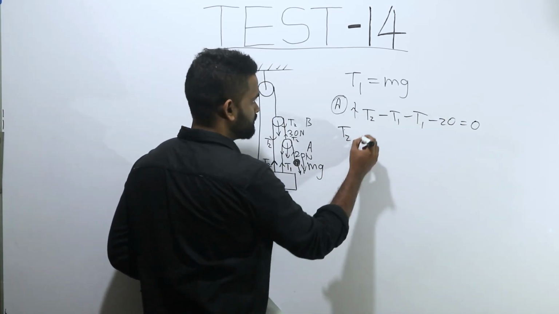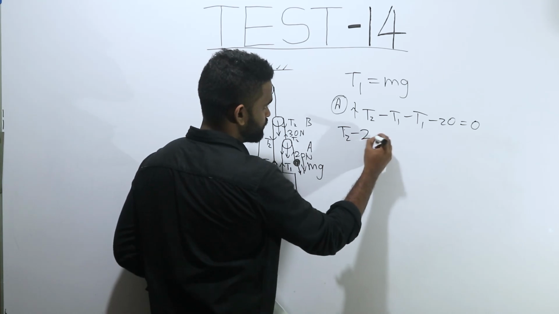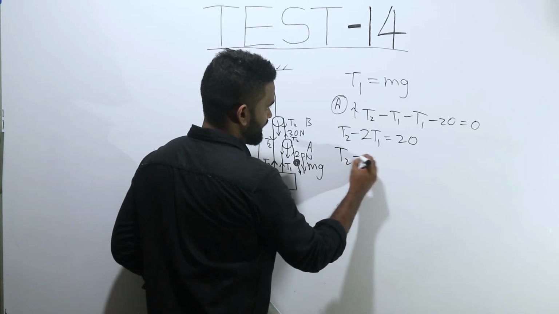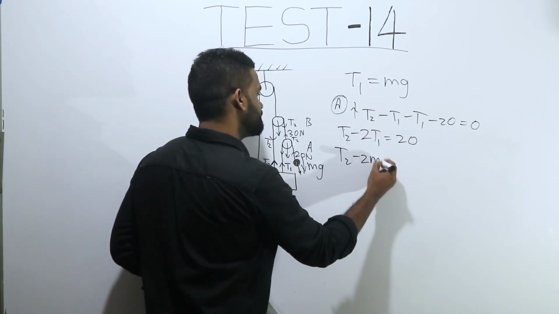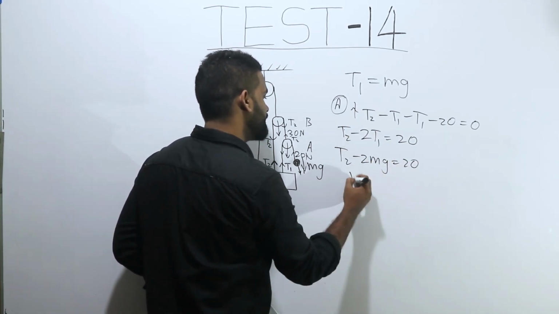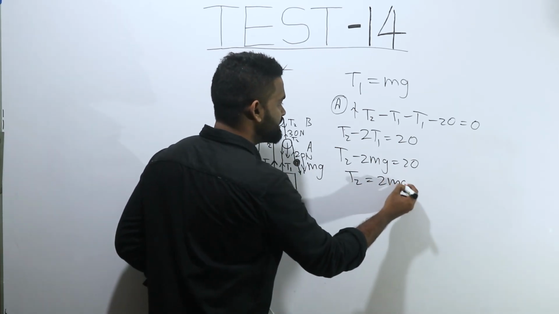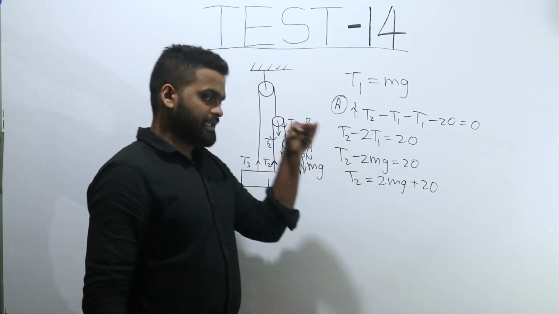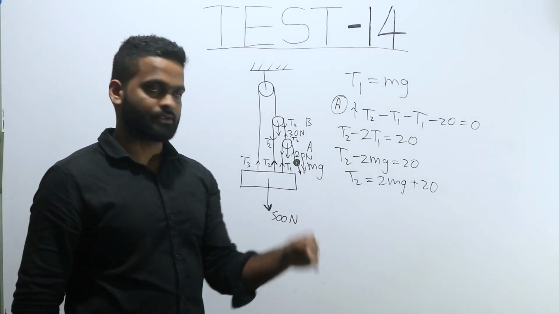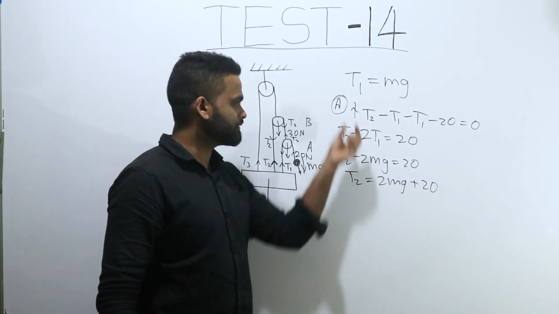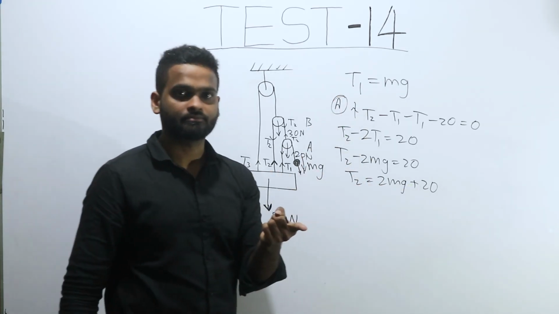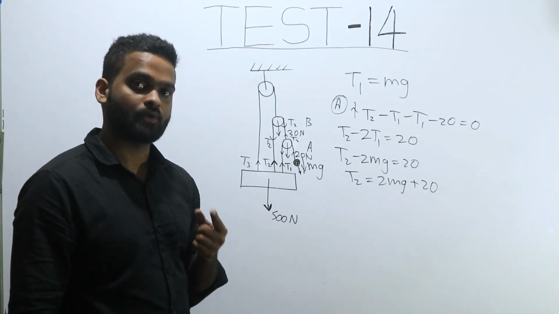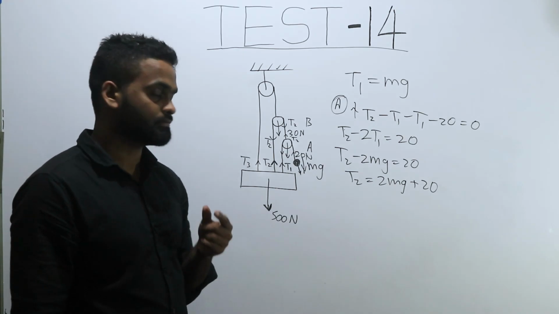So T2 minus 2T1 equals 20. T2 minus 2T1 means I can say T2 minus 2mg equals 20. Then T2 equals 2mg plus 20. So I'm going to build equations in terms of mg for T1, T2 and T3. Then we have to figure out a way to get an equation for T3.